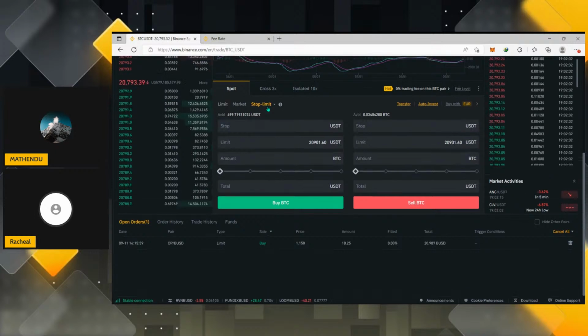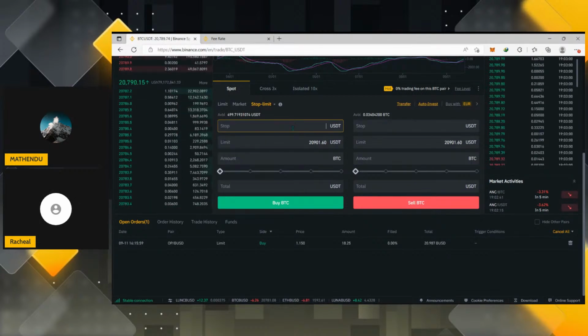So let's look at a stop limit. For a stop limit here, you are required to put two prices. We have a stop price and a limit price. We all know now that a limit price is the price at which you want to buy. And the stop price is more of what we call the trigger price.